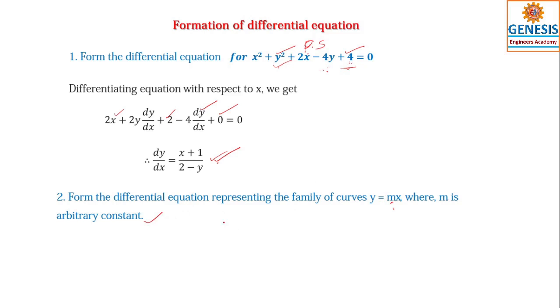If we differentiate this, we get the constant m is equal to dy by dx, and if you substitute in the equation, we will have y minus dy by dx into x is equal to 0. So this is the differential equation and this is the general solution. You understand?